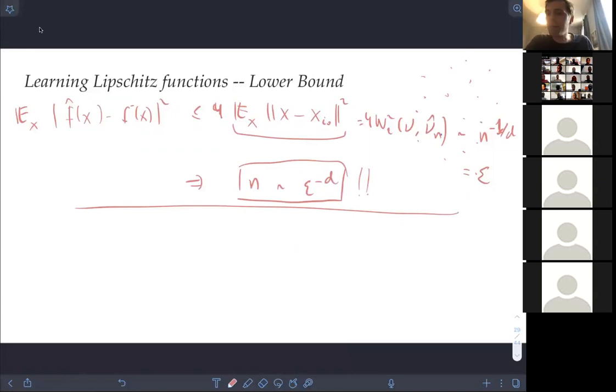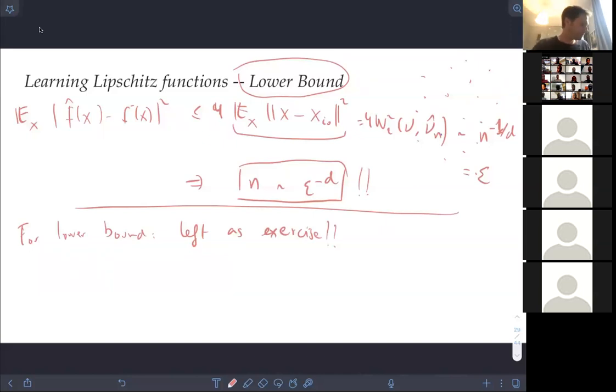For the lower bound, in the interest of time, I'm not gonna do it here with you, but I really encourage you to think about how to establish that this number of samples is not only sufficient, but is also necessary, right? In the sense that one cannot learn with less number of samples than exponential in dimension. For the lower bound, if someone is interested, I will be happy to follow up on campus part. Okay.